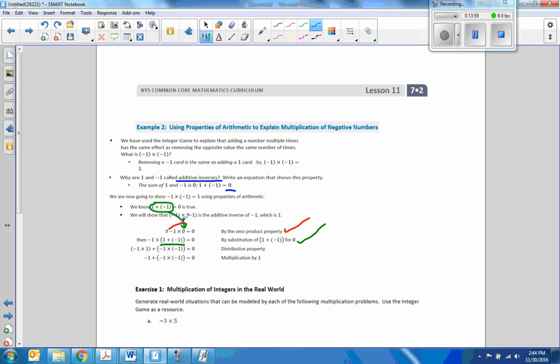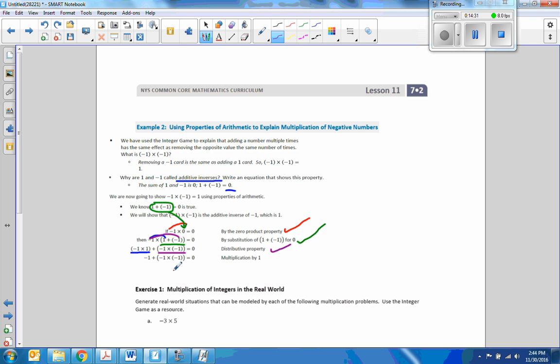Okay. Next, we're going to take -1 times 1 plus -1 times -1 equals 0. So what happened here was we're taking -1 times 1, and that's right here, and then we're taking -1 times a -1, which is right here. That's called the distributive property. We are distributing the outside number to each term inside. That's called the distributive property.